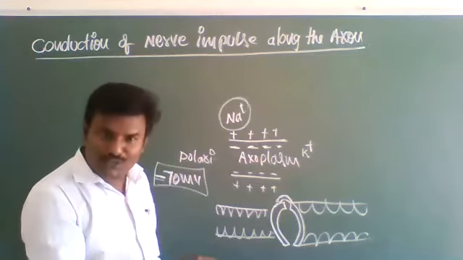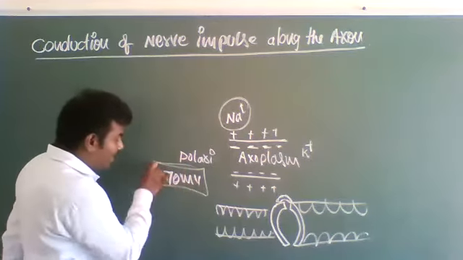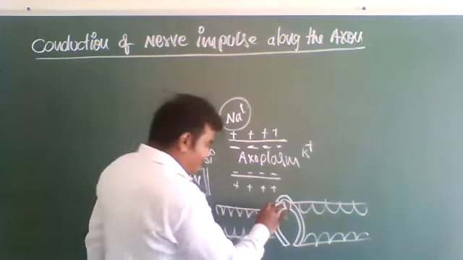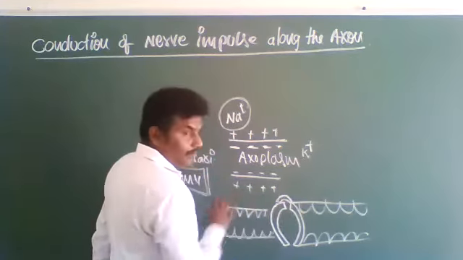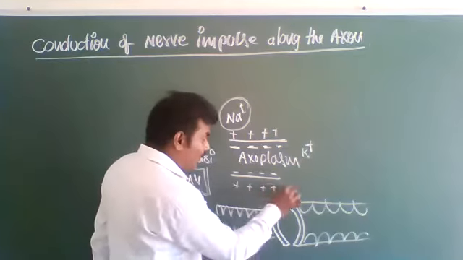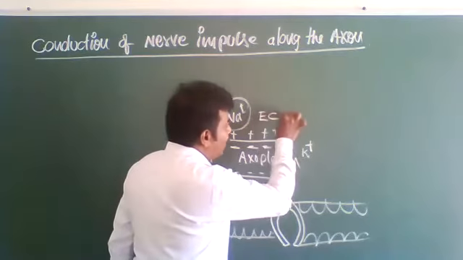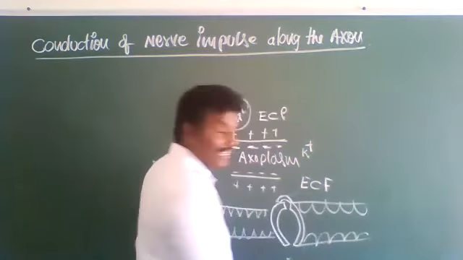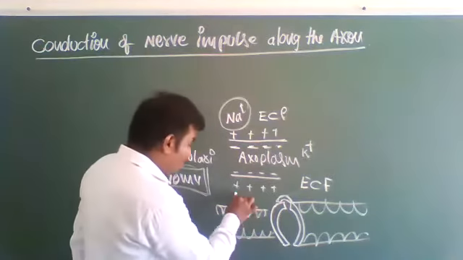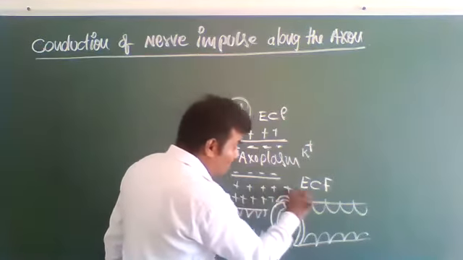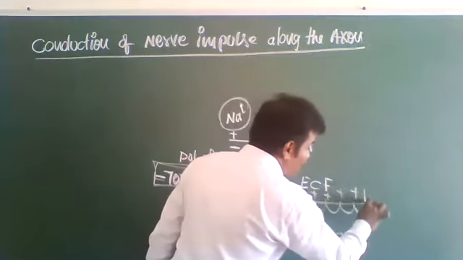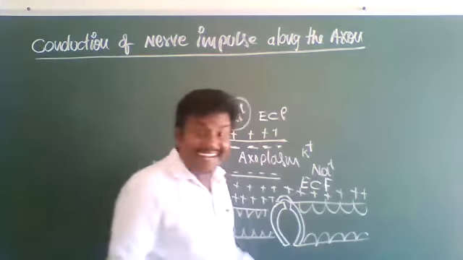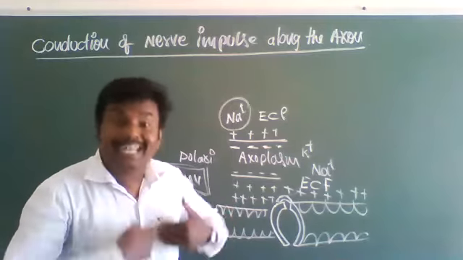When the gated channel is closed, at that time the resting membrane potential is minus 70 millivolts. At that time, outside of the neuronal membrane, that place is called extracellular fluid. In the extracellular fluid, there are more positive ions, so the sodium ion concentration gradient is raised.